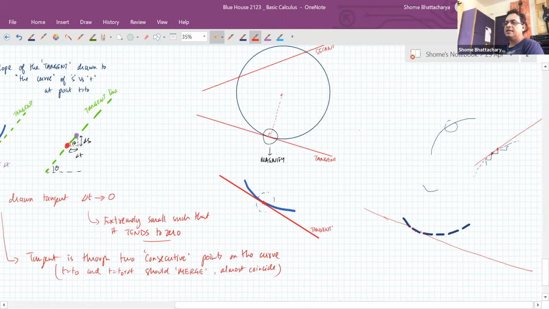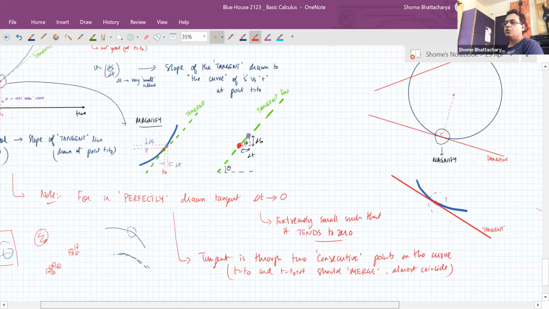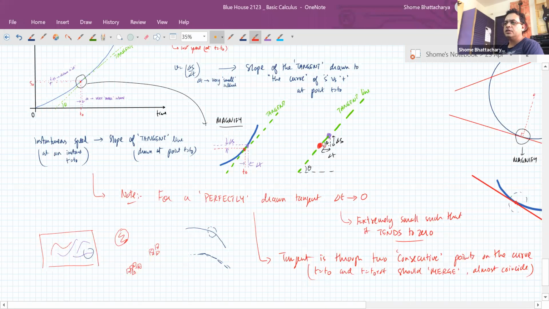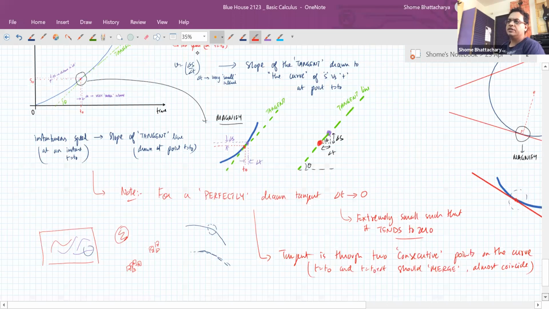But algebraically, how we'll say that you are drawing the perfect tangent is that you are actually joining 2 points which are consecutive to each other, and you are making the distance between them tend to 0. So the moment the distance tends to 0, they tend to merge into 1 point. So this otherwise secant line now becomes a perfect tangent line. It is somewhat of an abstract idea, but we will see that it can result in exact calculation when we use the method of differential calculus.